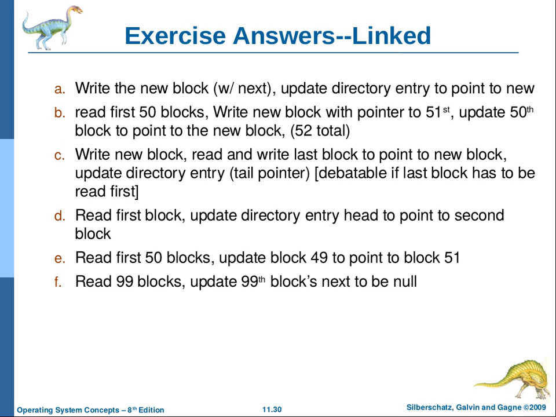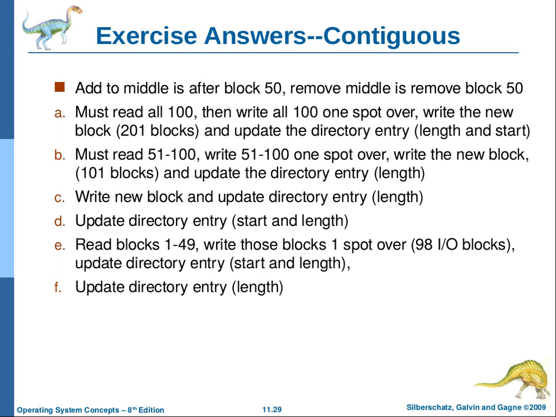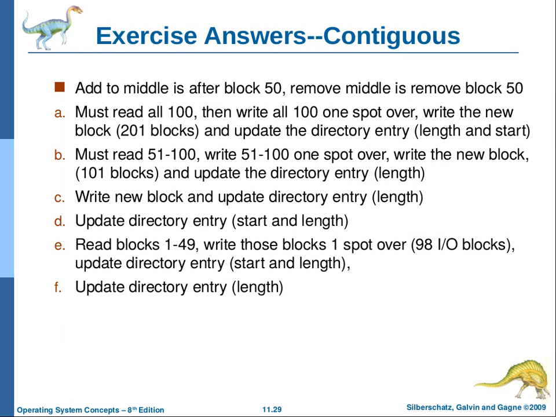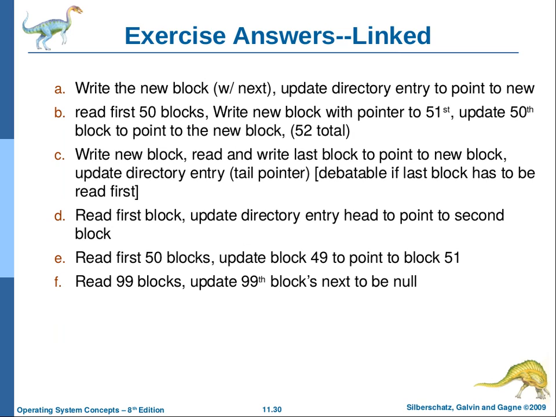All right, then what do we have? Read the first block. Update directory entry head. Why do you have to read the first block? The block is removed from the beginning. Oh, because you have to know where the second one is pointing to. Yeah, because you don't know the start pointer. So it is not 0, it is 1. You have to. So there's 1 read. So we were wrong.